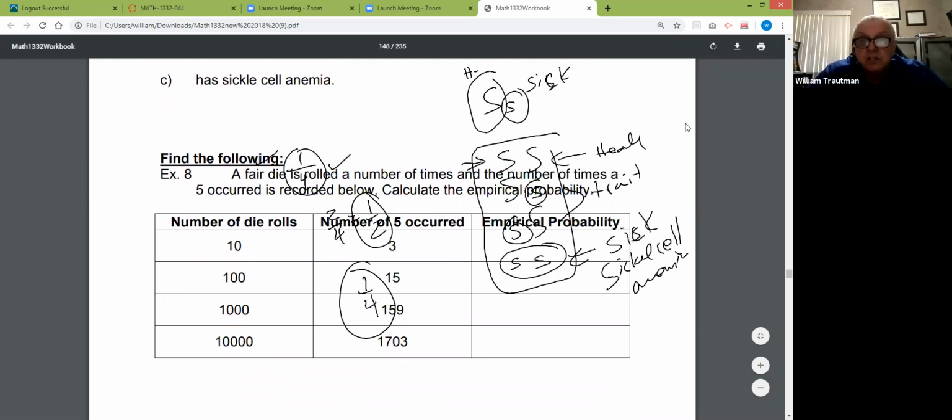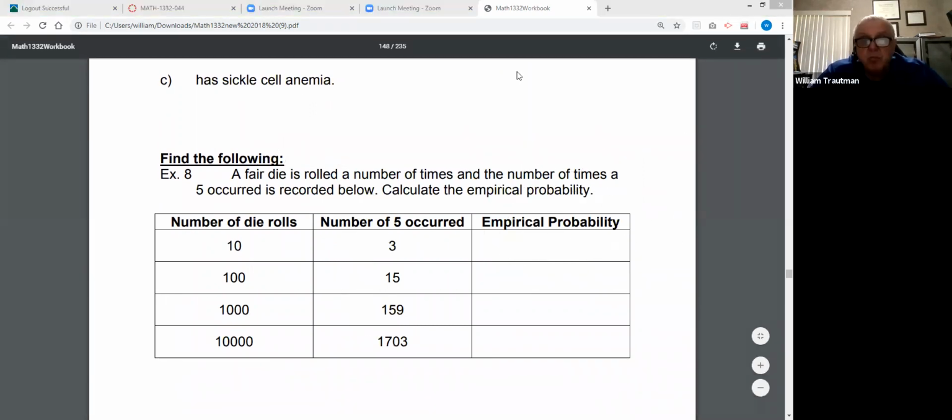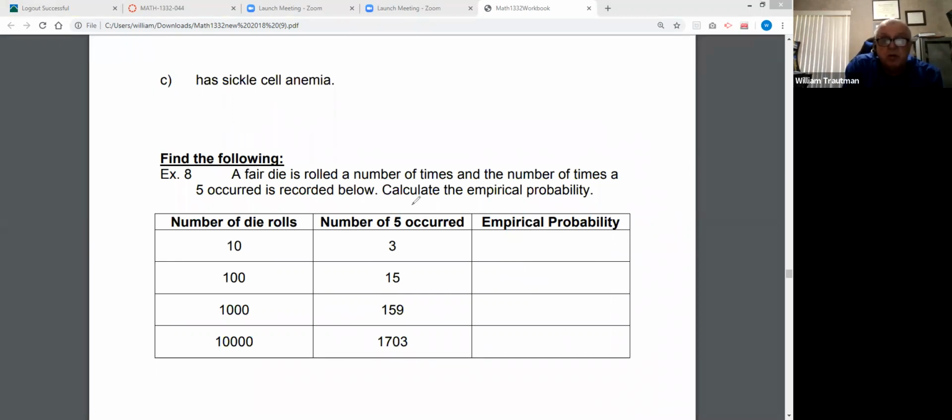Alrighty. Number 8, a fair dice is rolled a number of times, and the number of times that 5 occurred is recorded below. Calculate the empirical probability. Number of 5s that occurred. Remember, this is the desired outcome. We're looking for a 5. 3 out of 10 rolls was the probability. Here, 15 out of 100, which reduces to 3 out of 20.